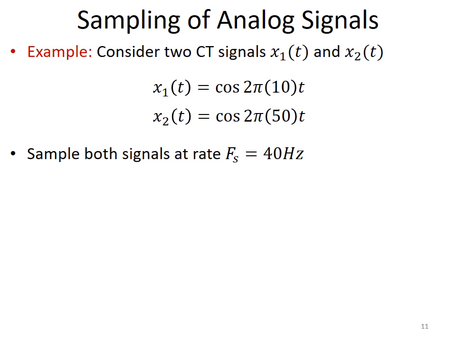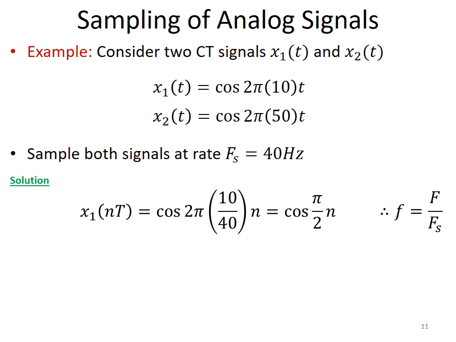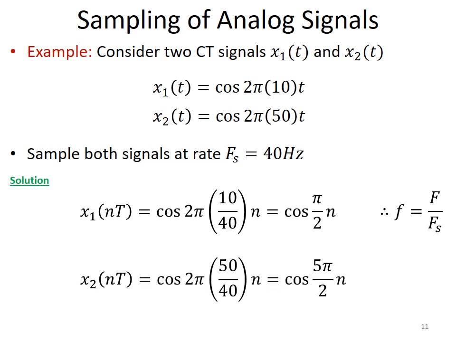Now let us sample x1 and x2 at 40 Hz. We'll get a discrete time signal cos pi by 2n and cos 5 pi by 2n. Now let us plot these signals and see.